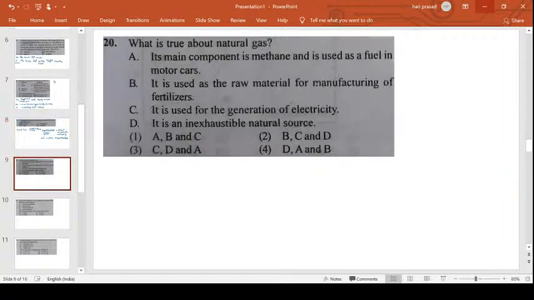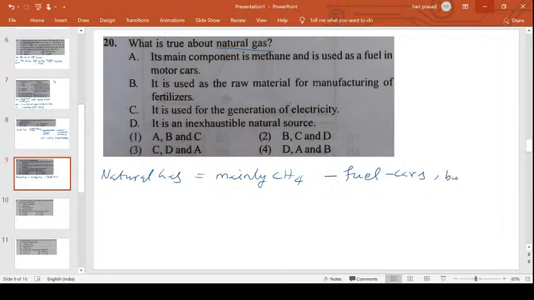We'll take the next question. It is based on natural gas. Natural gas mainly contains methane. Natural gas can be used as a fuel. It is used as fuel in cars, buses, and automobiles.